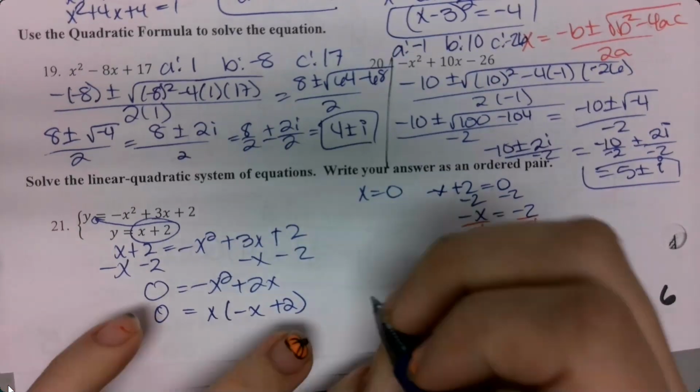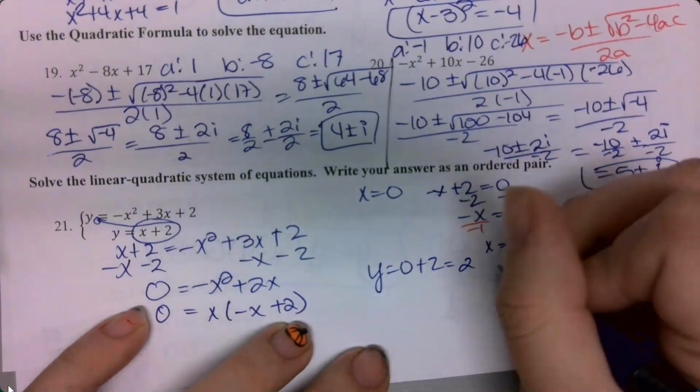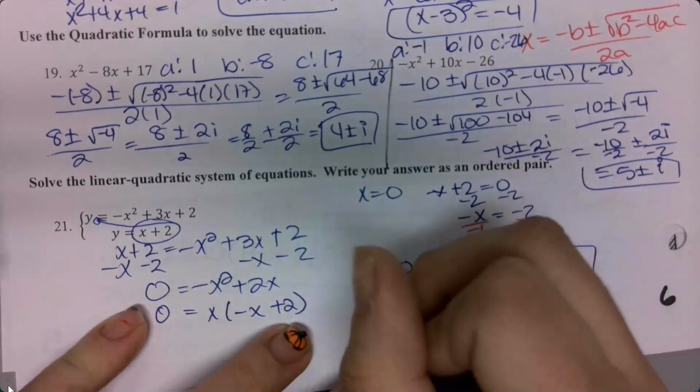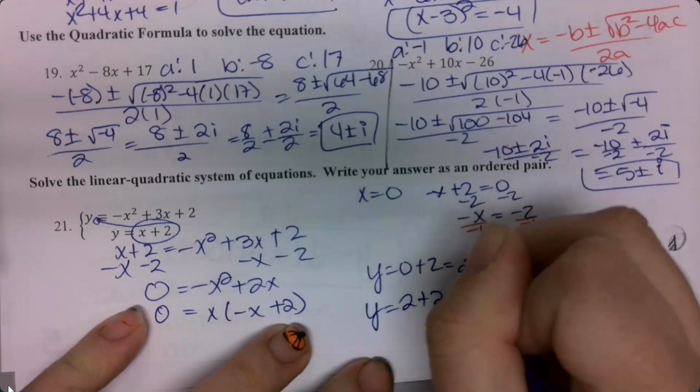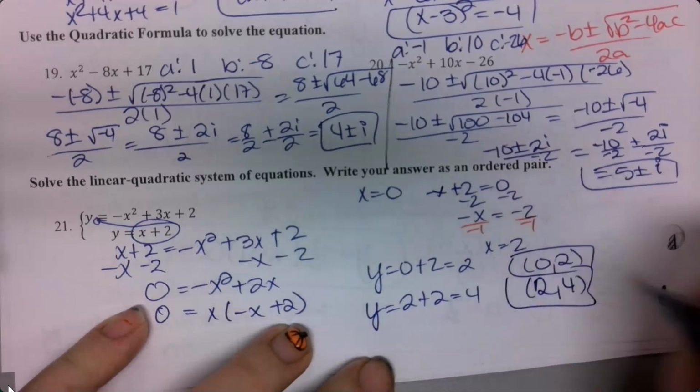Then I want to plug both of those back in to find my y values. I'm going to pick the bottom equation. I have y equals 0 plus 2 equals 2. So that one gives me (0, 2), because I plugged in 0 and got out 2. Then I'm going to do y equals 2 plus 2, which gets me 4. So that one was (2, 4).